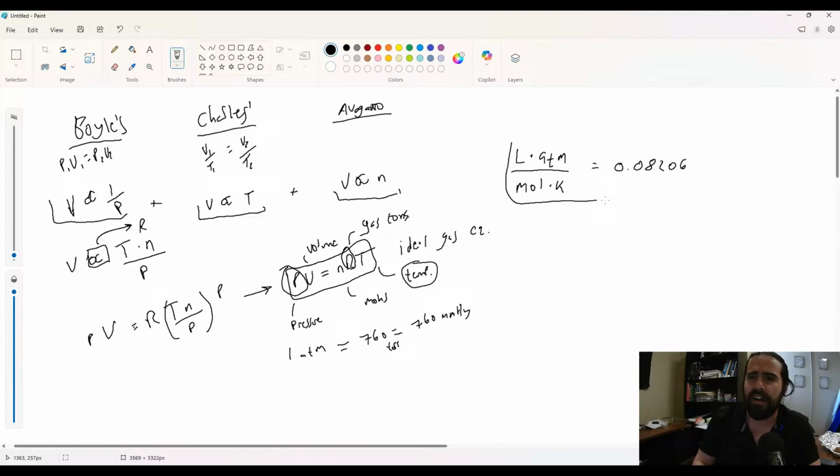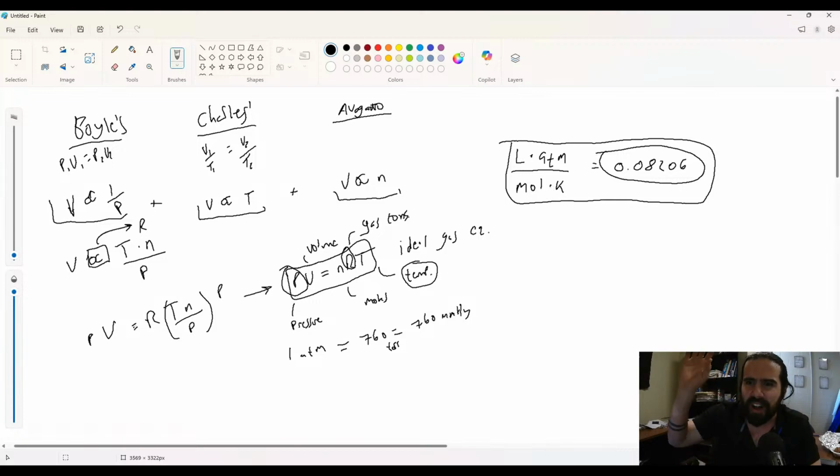So if you're ever working with PV equals nRT and you want to use this constant, you have to make sure that your volume is in liters, your pressure is in atmospheres, you're working with moles, and that your temperature is in Kelvin. There are several other forms of R, but we're not going to be really using any of these. There's only one gas constant I want you to focus on, and that's this one right here, 0.08206.